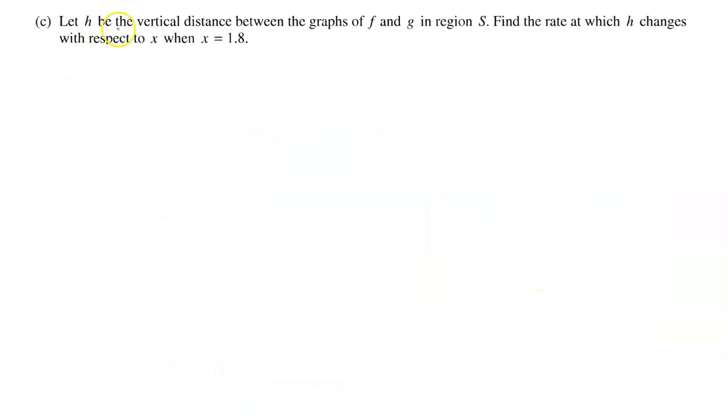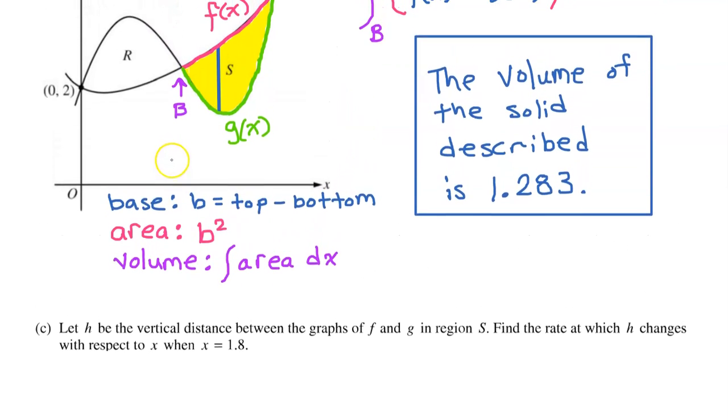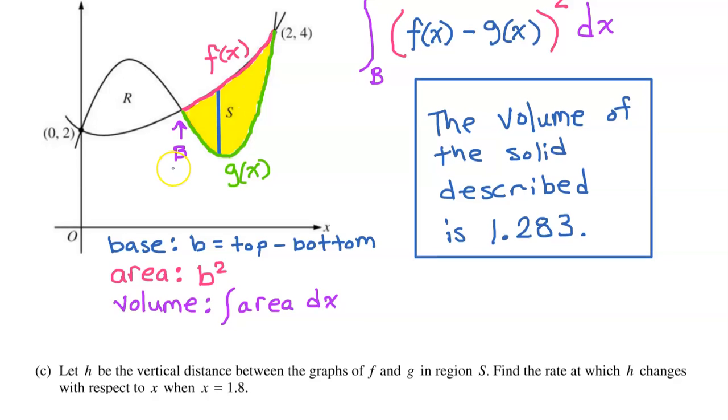Part C. Let h be the vertical distance between the graphs of f and g in region S. Find the rate at which h changes with respect to x when x is equal to 1.8. Wait a minute, they're talking about the vertical distance between f and g in region S. I'm having deja vu. Weren't we just talking about the vertical distance? This blue segment, which I was referring to as B, because it was the base of a single slice, this is the vertical distance between f and g.